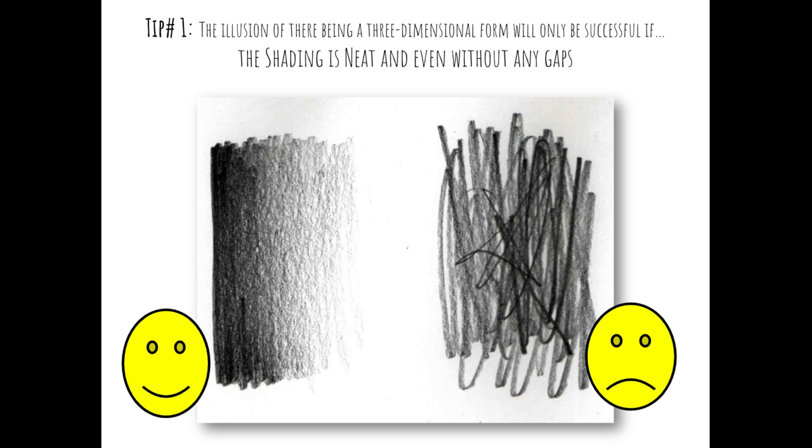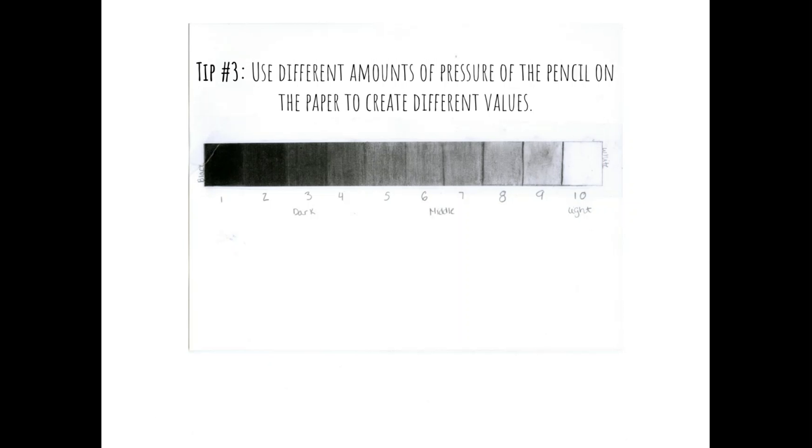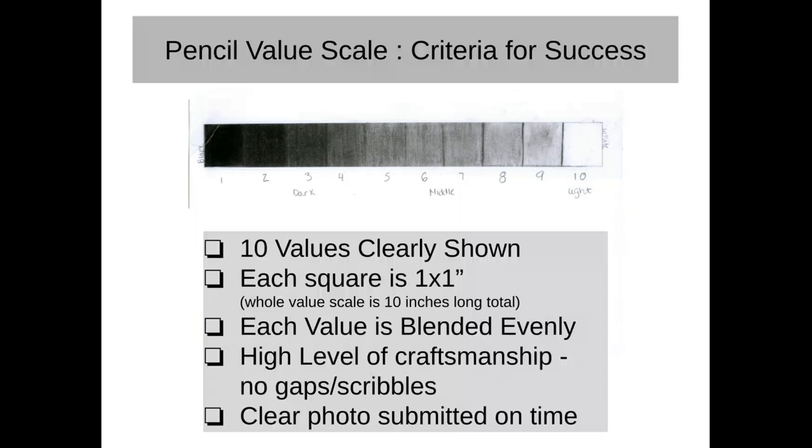Okay, as we get into shading, I'm just going to skip ahead and show you what we're going to be doing for this first activity to practice. We're going to be creating a pencil value scale. It's going to look like this. It's going to have 10 different values. I'm going to go into some tips now to get you started, but this is what we're working towards, so it might be good to keep this in mind as I'm showing you the tips now.